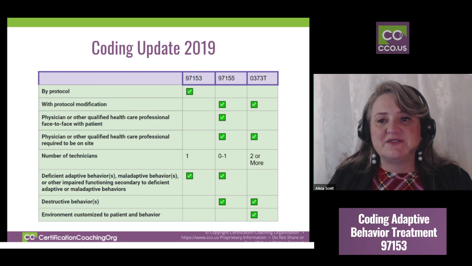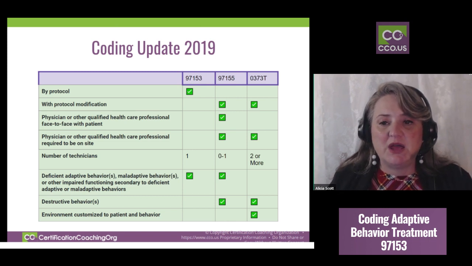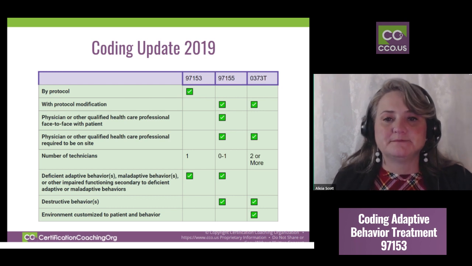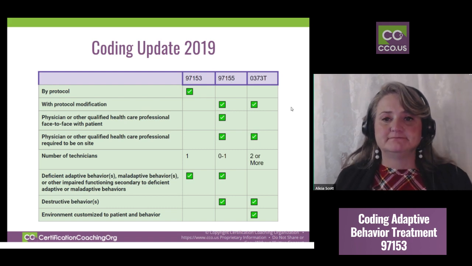Moving to 0373T, again, that's a baby code, so you can go look that up, and then the protocols for that are listed. All right. Ultimately, what that means is this is the code you use until it becomes a new code, and then they'll give it. Maybe it'll be 97159. I don't know.